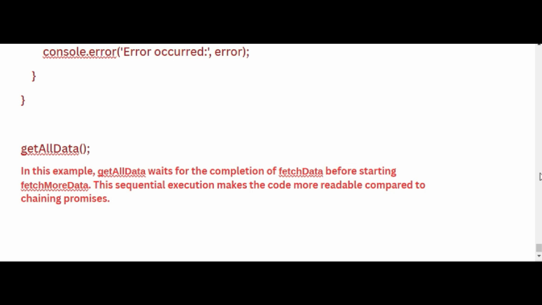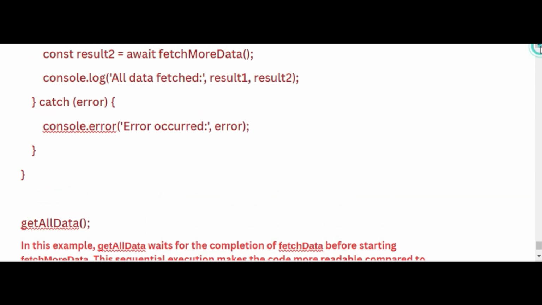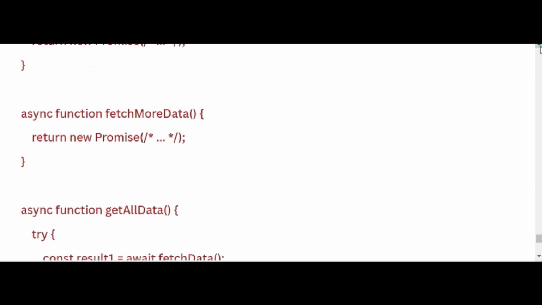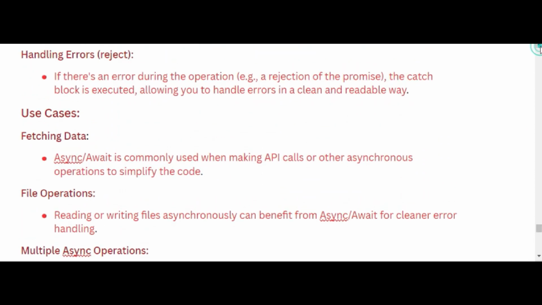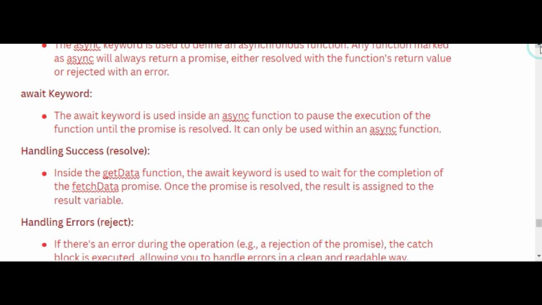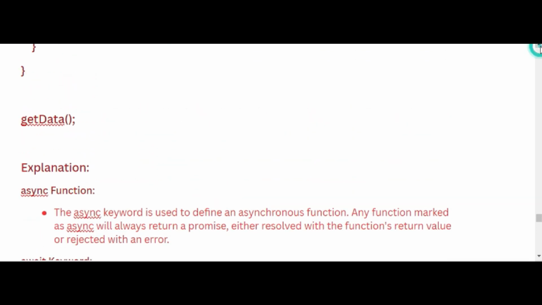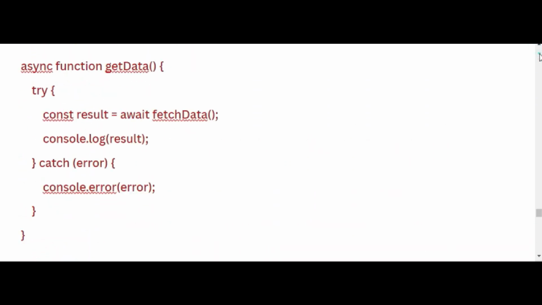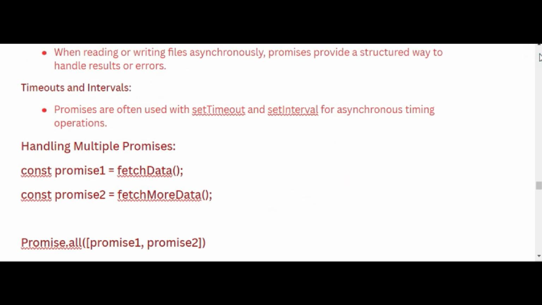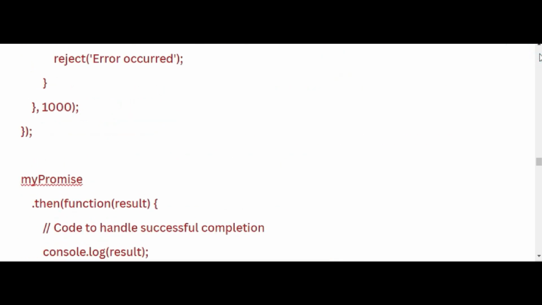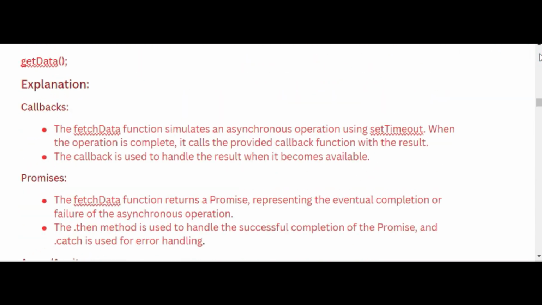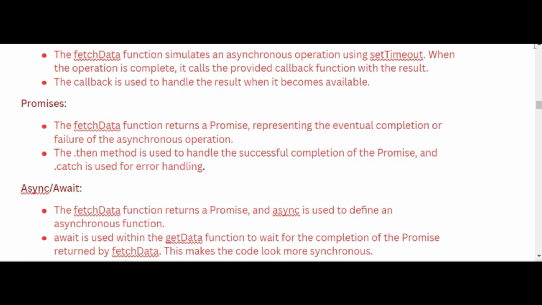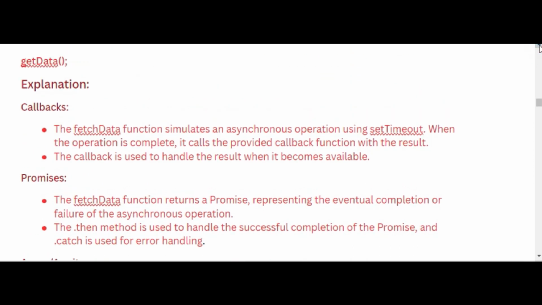So, guys, I explained to you all about async and await, multiple asynchronous operations, handling success, and the await keyword. This is all about the promises I told you about: callbacks, promises, and async await. Those three topics I covered in a very deep way.